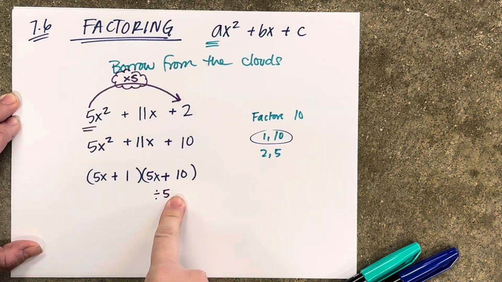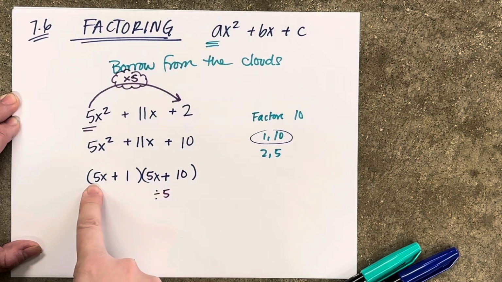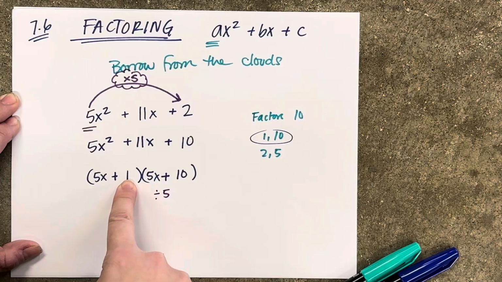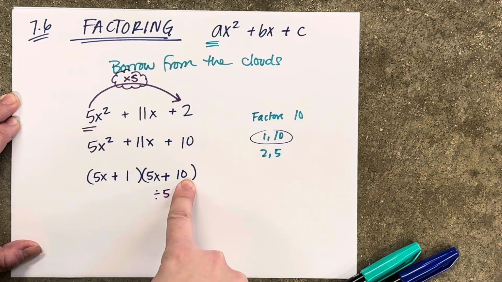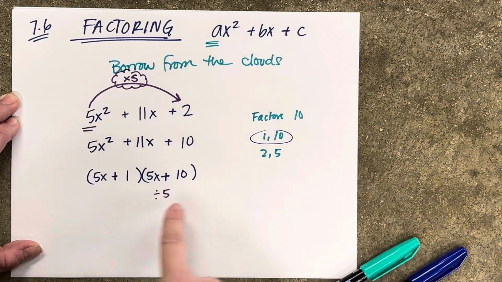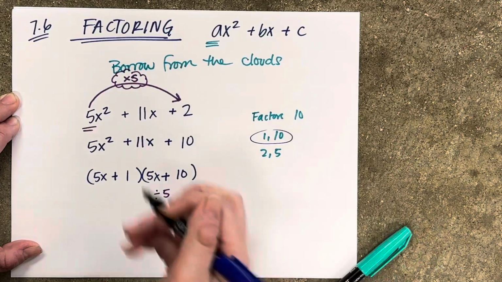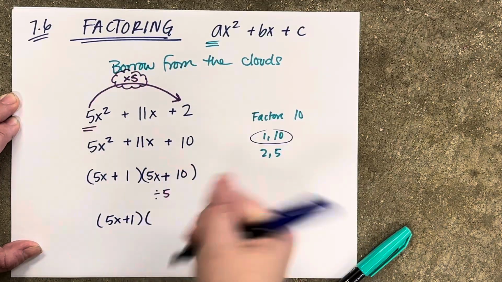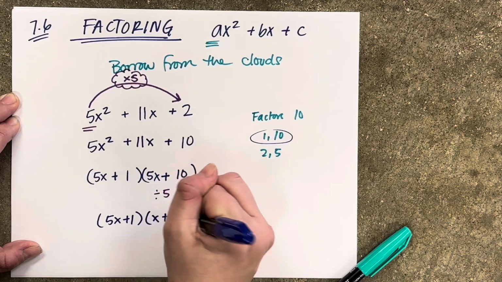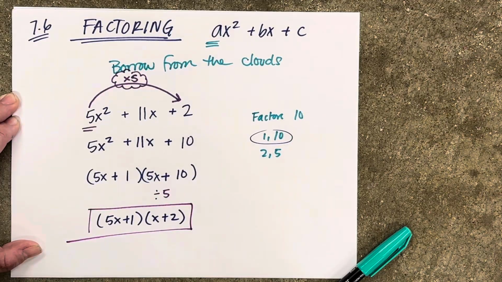Okay? This is the easiest case because I can just, you look, okay? This one I cannot divide both of these terms by 5, okay? Because I have 1. I'm not gonna have plus 1/5. No, thank you. But look right here, I've got 5x and I've got plus 10. Those are both divisible by 5. So I'm gonna take the 5 out of just this parentheses term, okay? And I get 5x plus 1 times x plus 2. And that's it. That's how you borrow from the clouds.